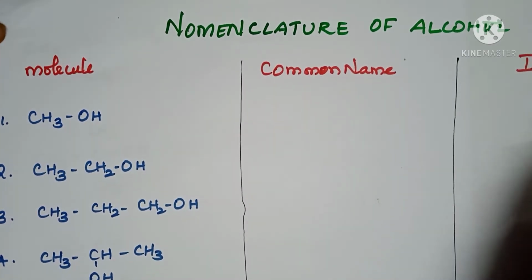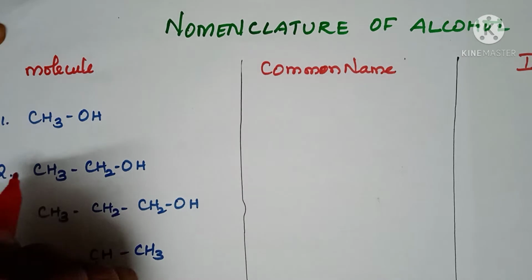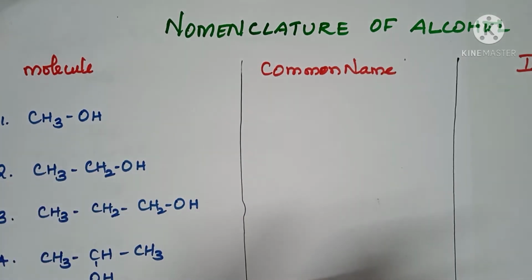Today we are going to learn a new topic, which is the nomenclature of alcohol, that is, the IUPAC name of alcohol. It's very easy. Now, I would like to explain a simple way to go about the IUPAC name of alcohol.